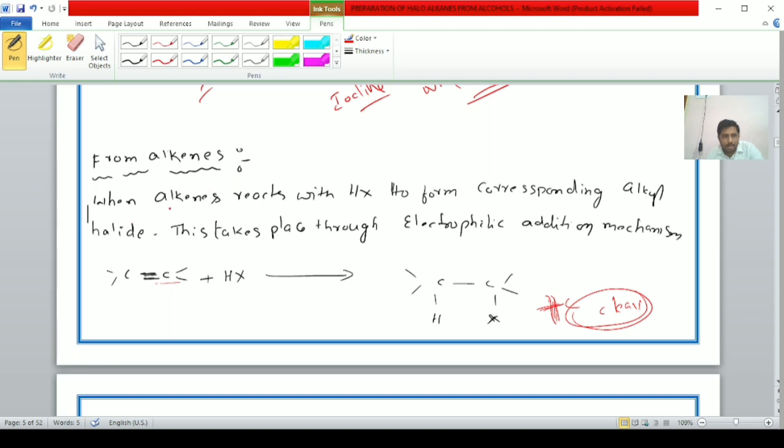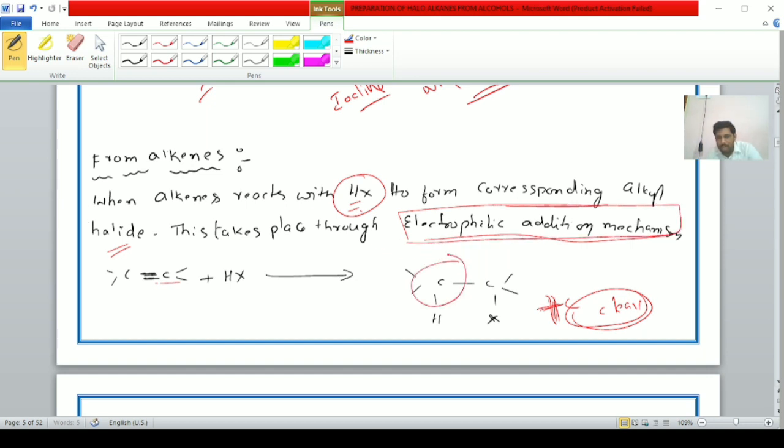From alkenes. When alkenes react with hydrogen halide, that is HX, to form the corresponding alkyl halides, this takes place through the electrophilic addition mechanism. This is important student.